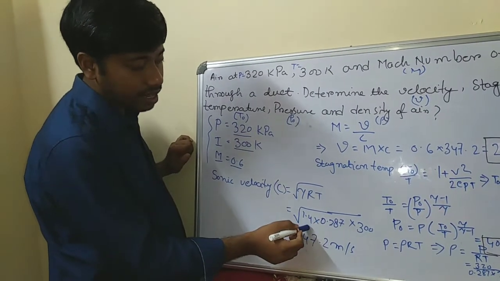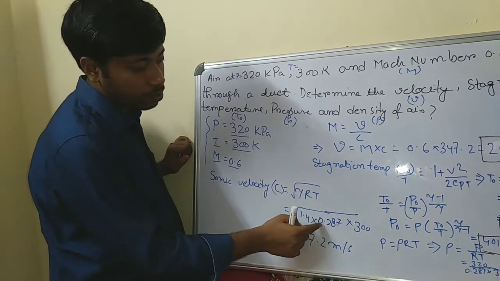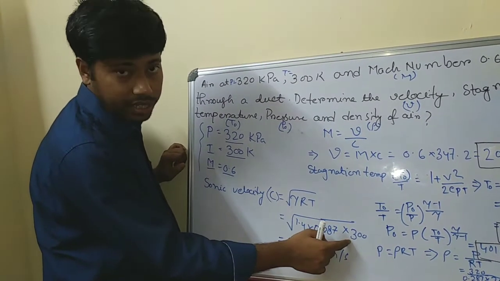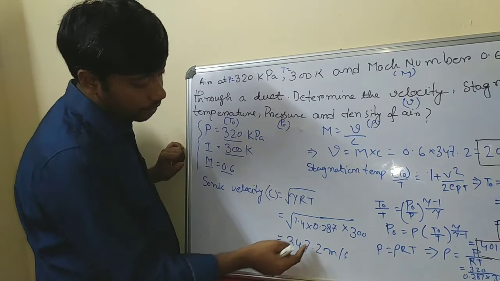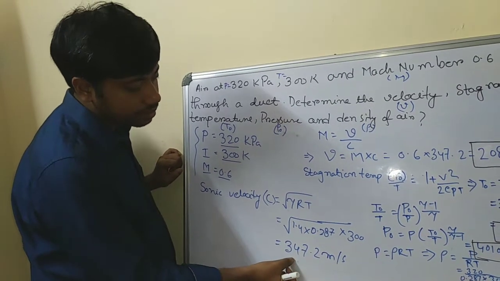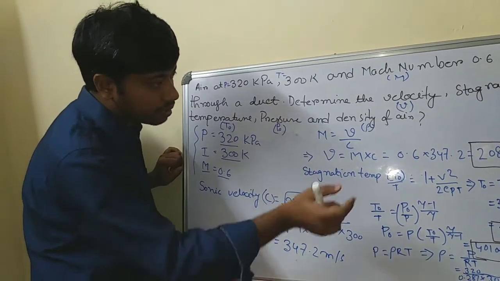So gamma for air is 1.4, R is 0.287, and T's value is 300. Now, if you put these values in, you can get the sonic velocity as 347.2 meter per second.